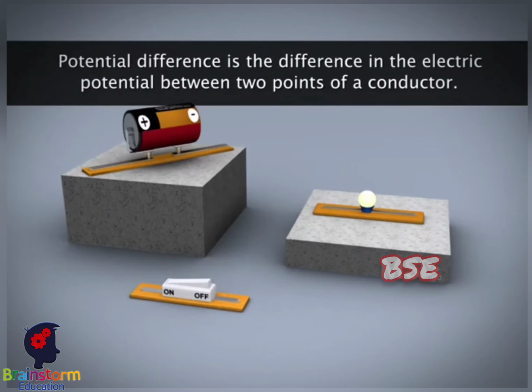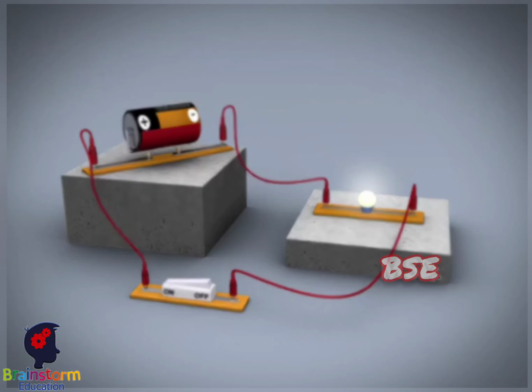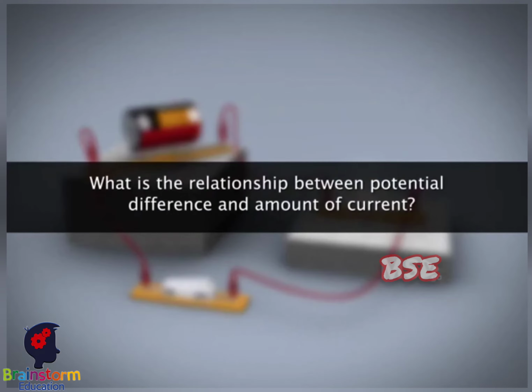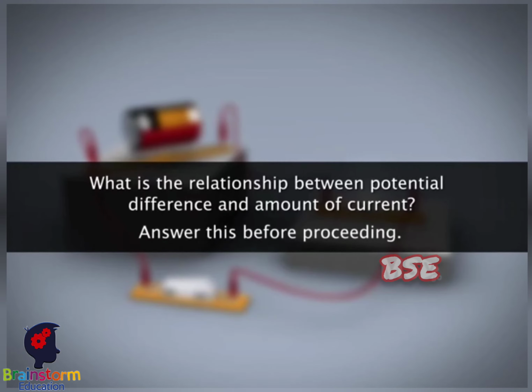Potential difference is the difference in the electric potential between 2 points of a conductor. What is the relationship between potential difference and the amount of current? Would it be the same as in the case of water flowing? Answer this before proceeding.